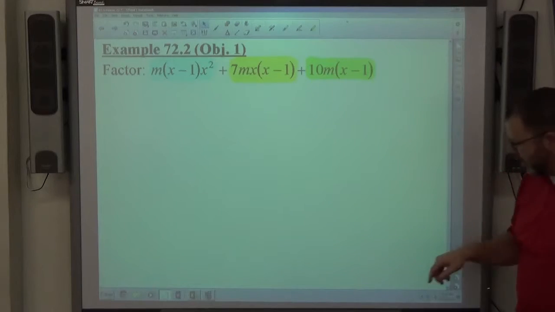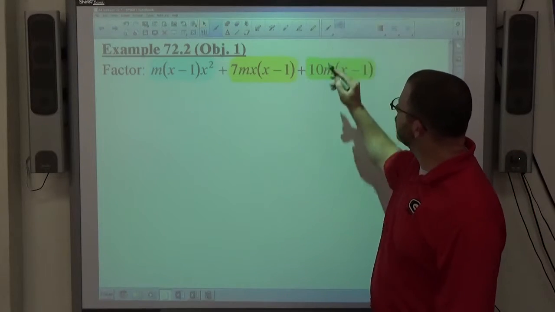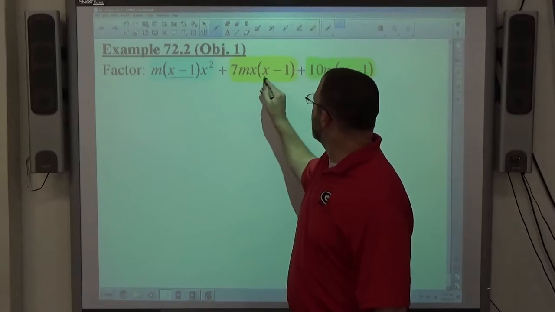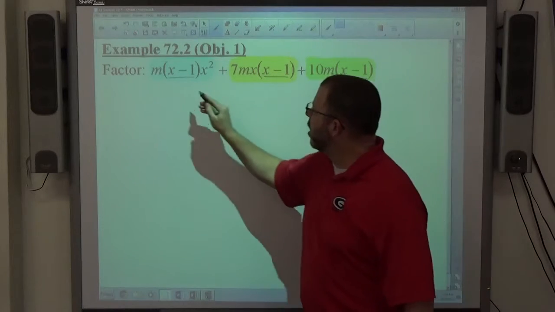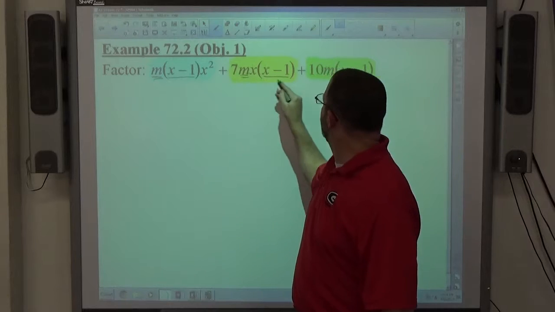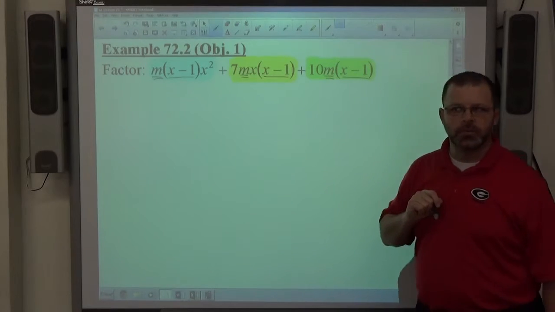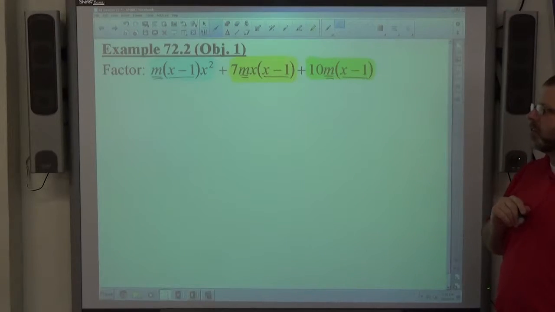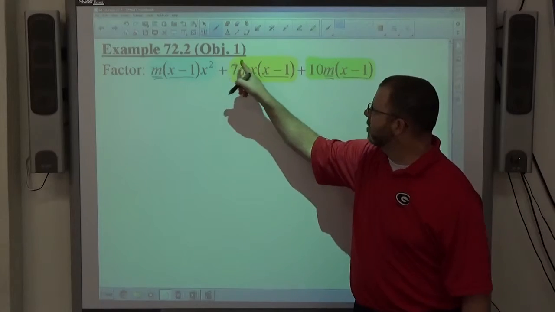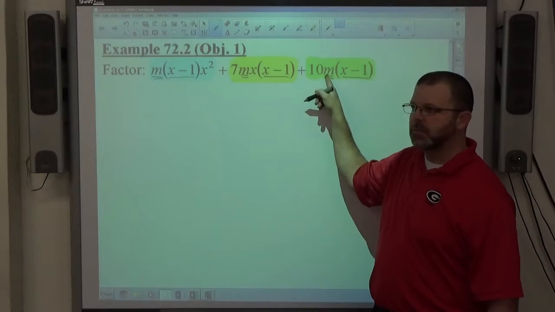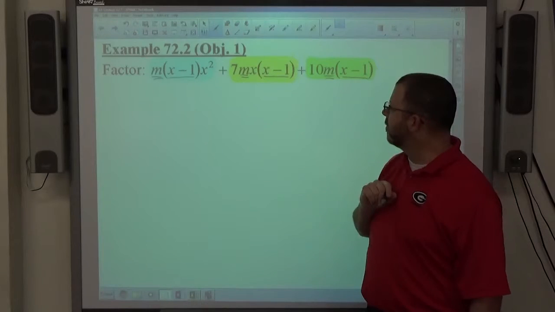Looking at the terms here, and again looking for common factors, x minus 1 belongs to all three terms. And you can also see that m belongs to all three terms. Beyond that, nothing else belongs to all three terms. This has an x, but this doesn't. All right, we've already used the x minus 1 as a common factor.